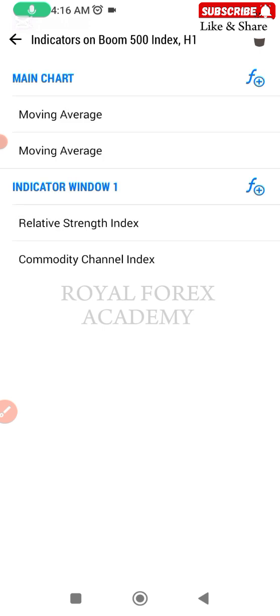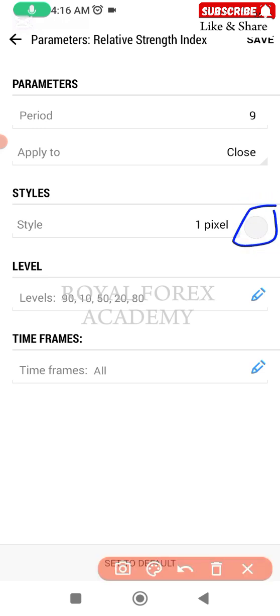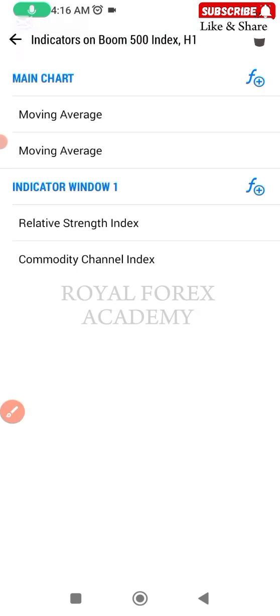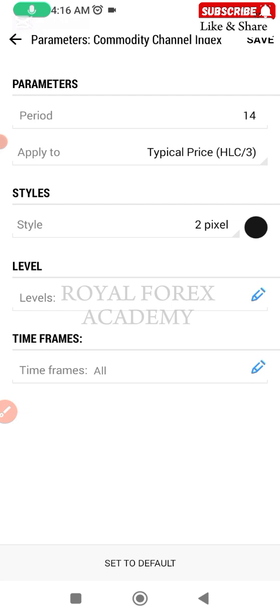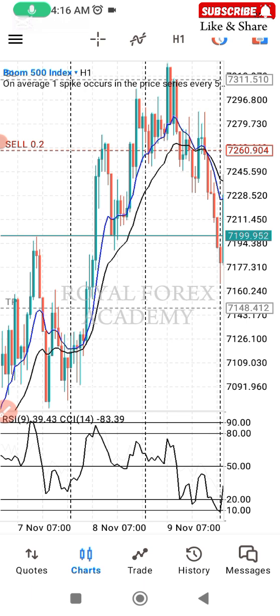Then we have our window indicator, our relative strength index, the period is 9. As you can see here, the pixel color, mine is white because my background is white, so you can change yours to black depending on your background color. And here we have our commodity channel index, the period is 14, just as it is. Take a screenshot and go ahead and save it on your chart.